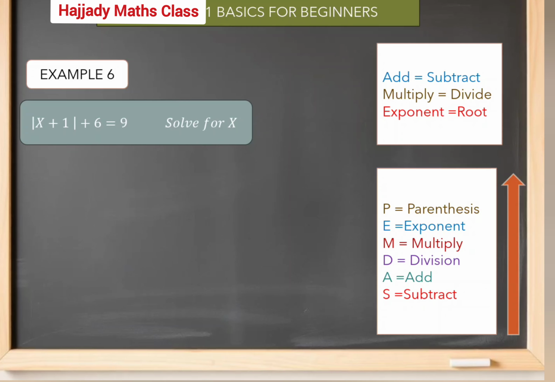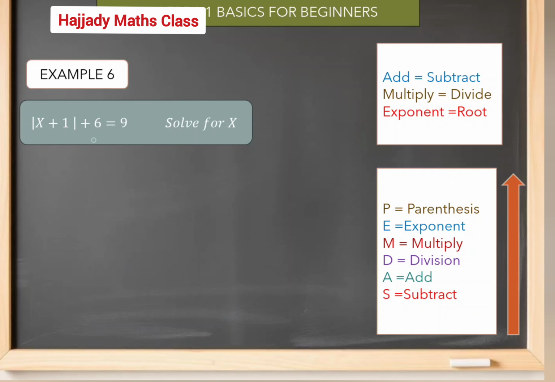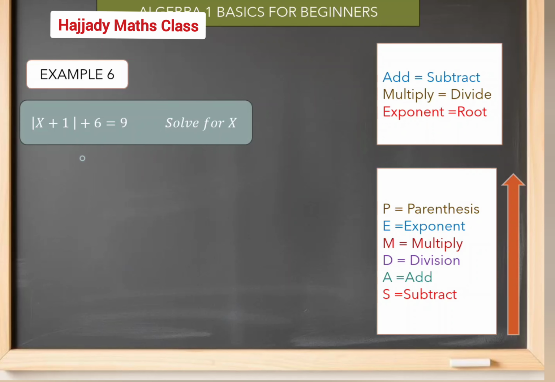Here we have example 6. This is also based on the absolute value. But before we apply absolute value, you will see that after the absolute value, we have plus 6 equals 9. Then we need to get rid of this 6 before we proceed using the absolute value. And to get rid of the plus 6, you have to introduce the negative 6 to both sides. And here we have the absolute value of x plus 1, plus 6, negative 6 cancel out. 9 minus 6 gives 3.